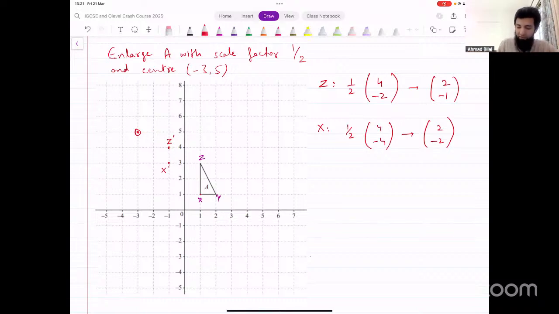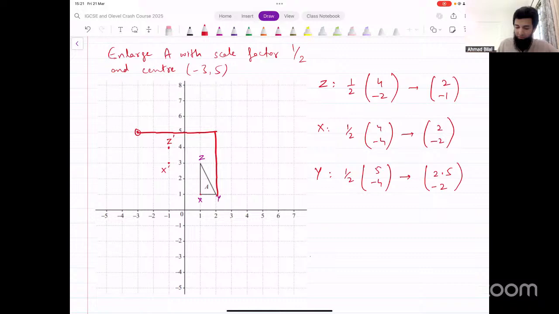And then finally, you've got Y. Y is 1, 2, 3, 4, 5 right, and then 1, 2, 3, 4, 4 down. That's Y. 5 and -4. You multiply with 1 over 2. 5 over 2 is 2.5, and -4 over 2 is -2.